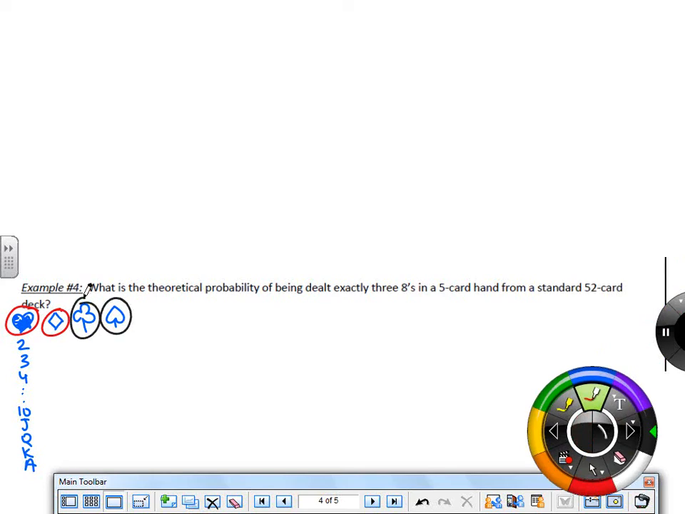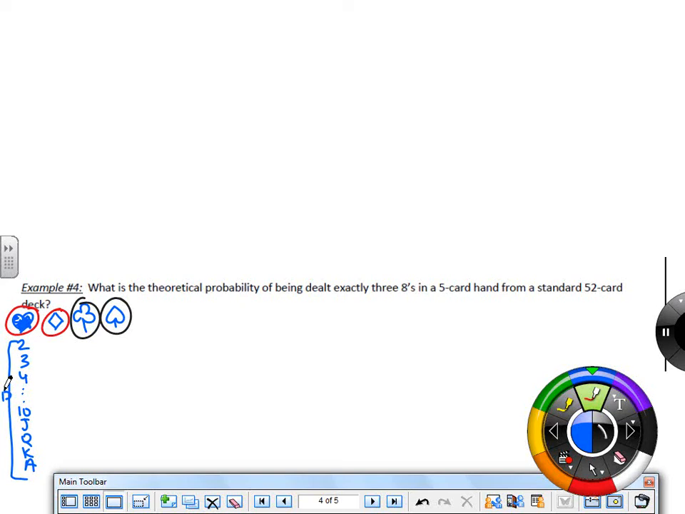Okay? So when they talk about decks of cards, there's 52 because if you count right here, there are 13 different types of cards, and they come in 4 different suits. So 13 times 4 is 52. Okay? So we're getting a 5-card hand. So we're choosing any 5 cards from this deck.